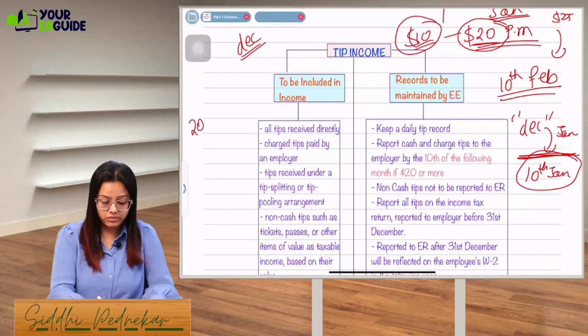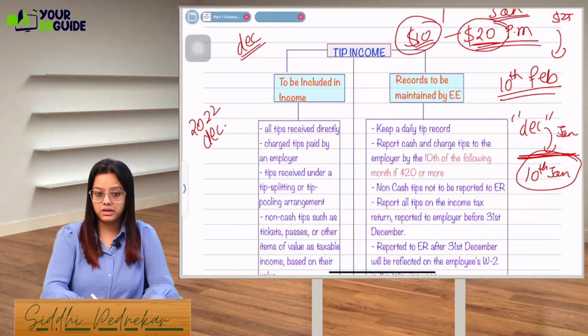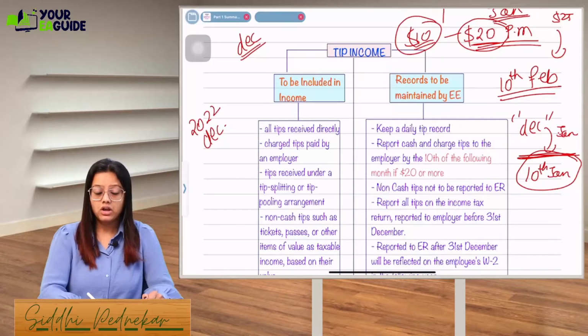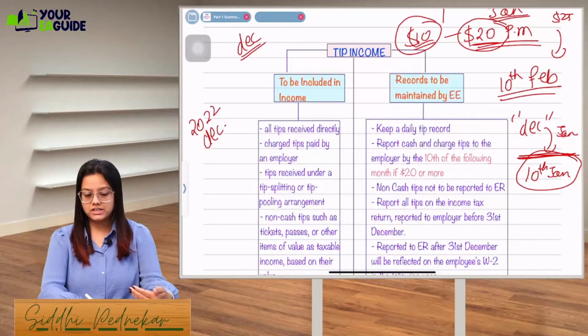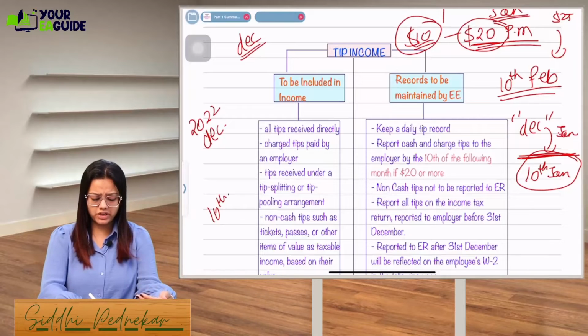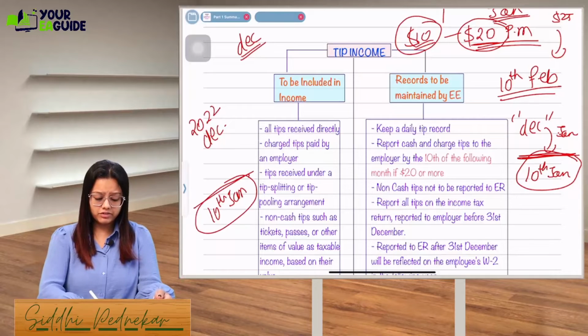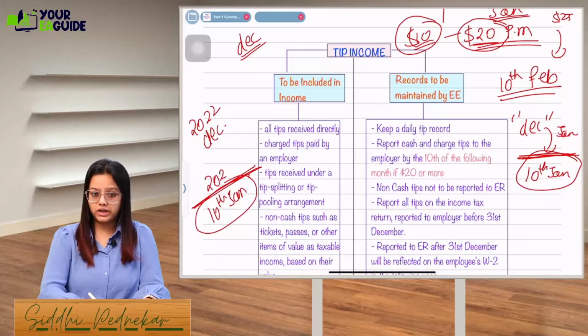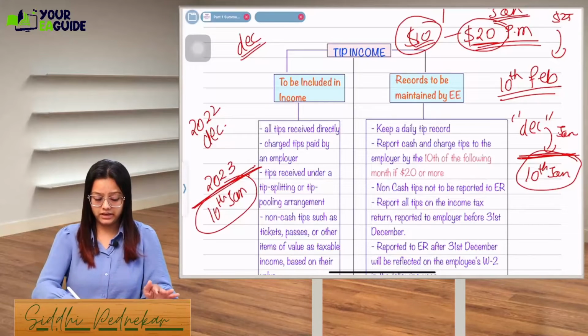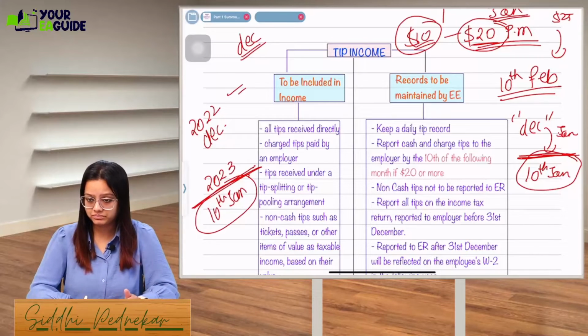Okay, let's say in December 2022 I received the tip income, but I have to report it in the next year before 10th Jan. So I reported it within time, before 10th Jan, then this tip income will be included in my 2023 tax return. In 22, it will not be taxable.